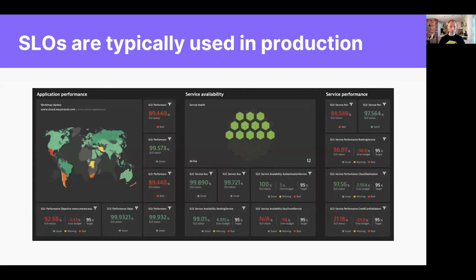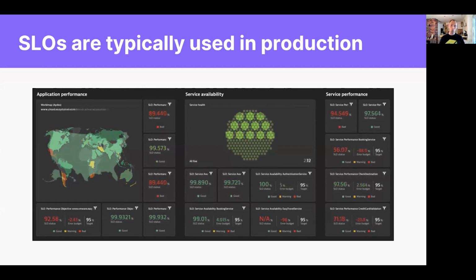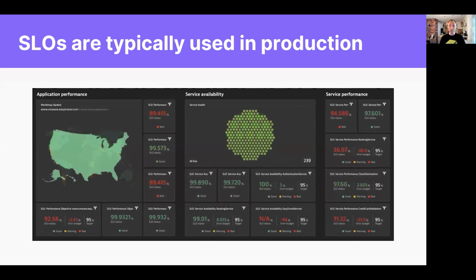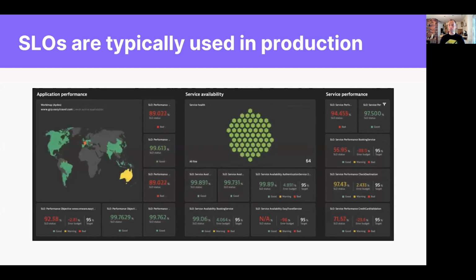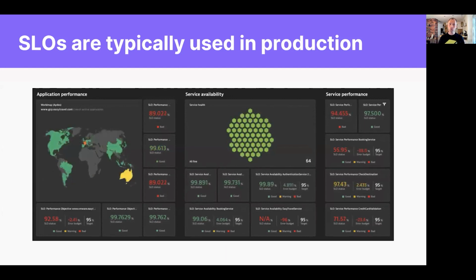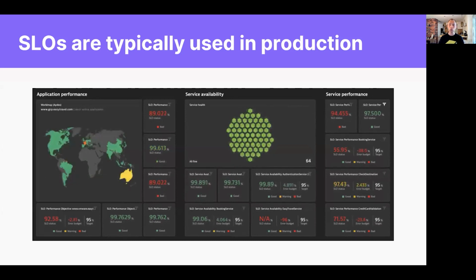I assume that most of you are thinking of production when you think about SLOs. They're typically used in production to give you an overview of how your system is behaving. Are you meeting your application's service level objectives? Whether these are more business metrics like conversion rates, uptime and availability, whether these are more service-specific metrics or SLOs like performance, or whether it's maybe even technical metrics, the cost of running a particular service.